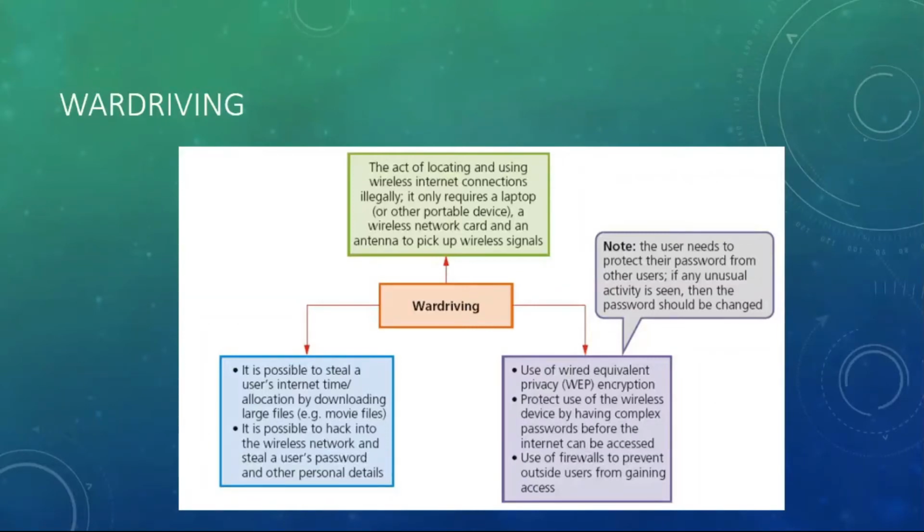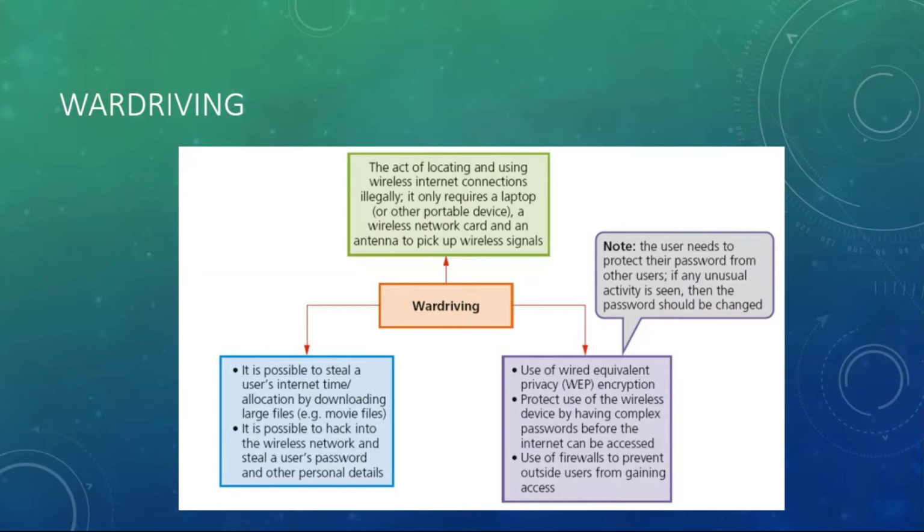Now, how do you protect yourself from war driving? Use Wired Equivalent Privacy, a WEP encryption code. If you look at your Livebox from IT, there is also a WEP code that is accessible behind it. So you have to keep this WEP code private. You can also set up a complex password for your internet, and you have to use a firewall to prevent outside users from gaining access. We'll look at firewalls in a few minutes.